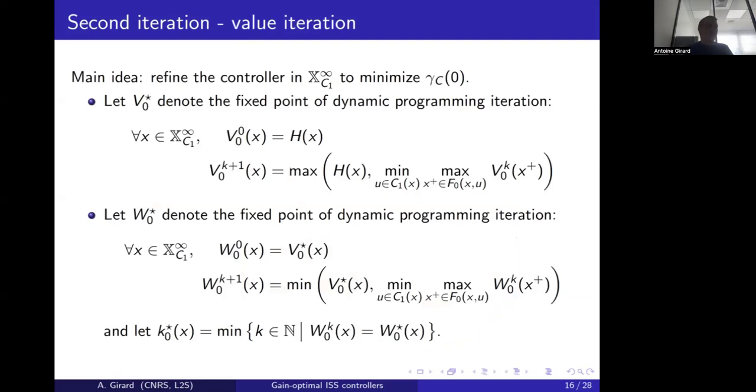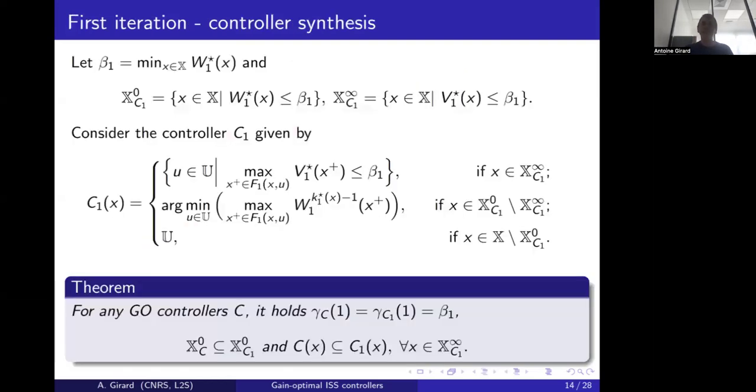Okay, so we optimized the worst case behavior, and we know that we are optimal. Now, once we optimize the worst case behavior, we still have some freedom for design, right? Because we have set valued controllers. And you can see that C1 of x is, in particular, in the attractor. C1 of x is a set, and I know that the gain optimal controller will be a subset of that C1 of x.